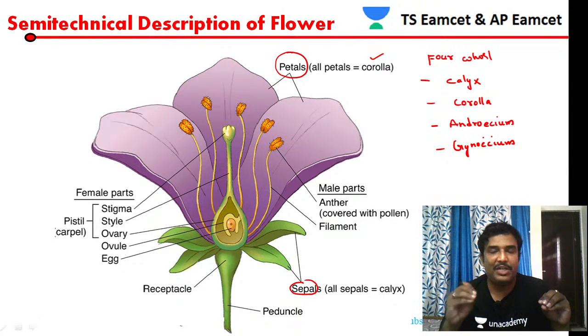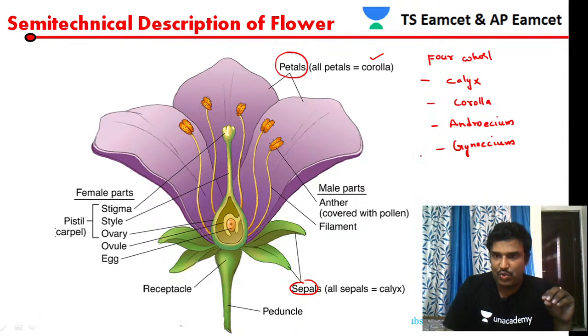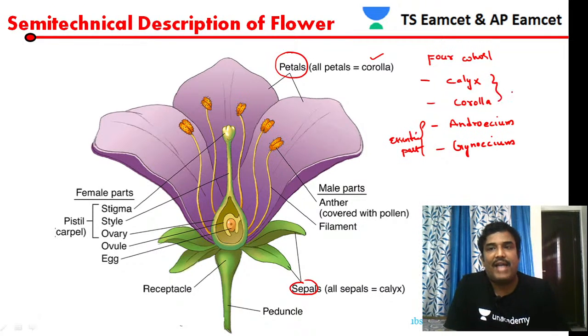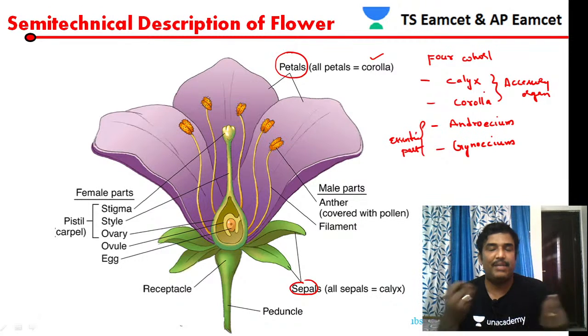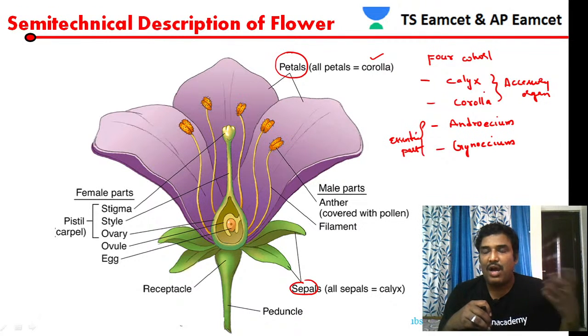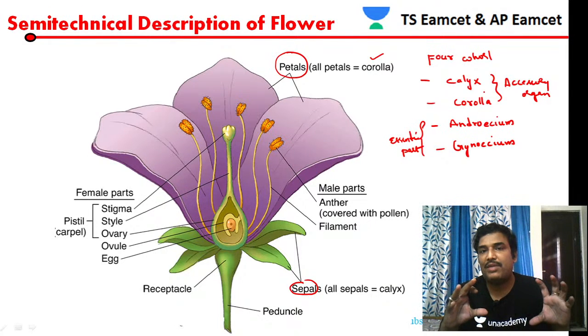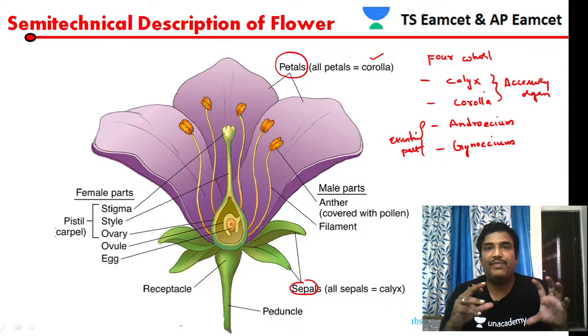Specifically, the androecium and gynoecium are the reproductive parts of the flower, and they are the essential parts of the flower, whereas calyx and corolla are accessory. Accessory means additional organs. Certainly they are part of the flower, but they are additional. Androecium is the male reproductive part of the flower, and gynoecium is the female reproductive part, students.